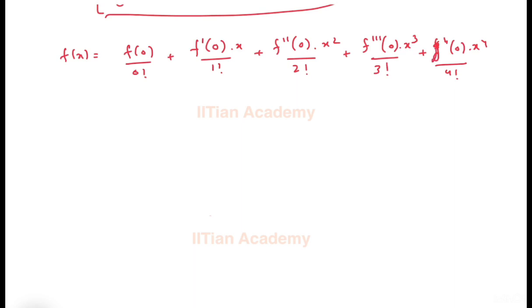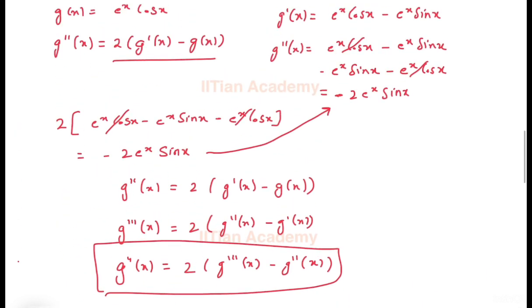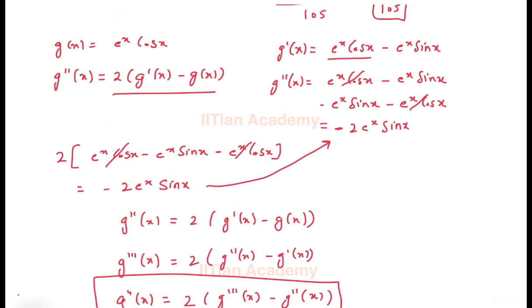So what is g(x) here? g(x) here is e raised to the power x cos x. So do we have g of 0? Yes, g of 0 is 1. Do we have g dash 0? Yes, we have already identified g dash, which was e raised to the power x cos x minus e raised to the power sin x, and when we put x equals 0, the sin x term would be 0, so we get 1 again. So this would be 1.